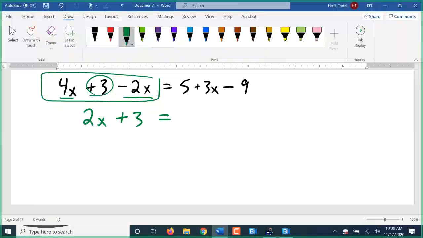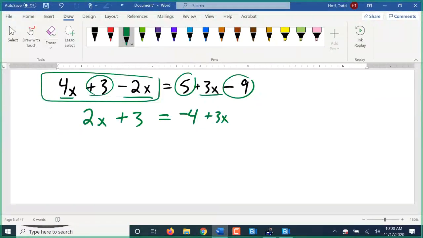On the right side, we have 5 and negative 9, which makes a negative 4. And then just the positive 3x. So we have combined everything we can combine on either side. Now, we have to make sure that the variable is on only one side. We'll only have 2x on the left side, 3x on the right side.